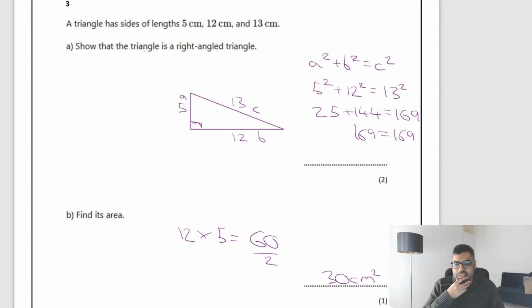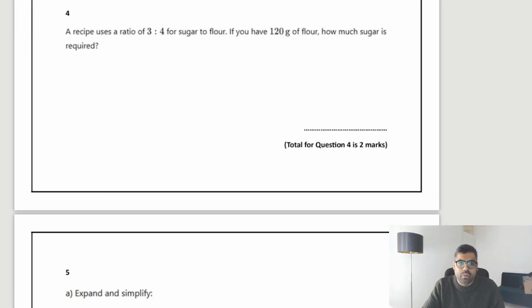You have questions like this, which when you initially look at them, you think Pythagoras and trigonometry, you always need calculators, but this is an example where you have a Pythagoras question and it's non-calculator. So question 4, we have a recipe which uses a ratio of 3 to 4 for sugar to flour. We're told that we have 120 grams of flour. How much sugar is required?